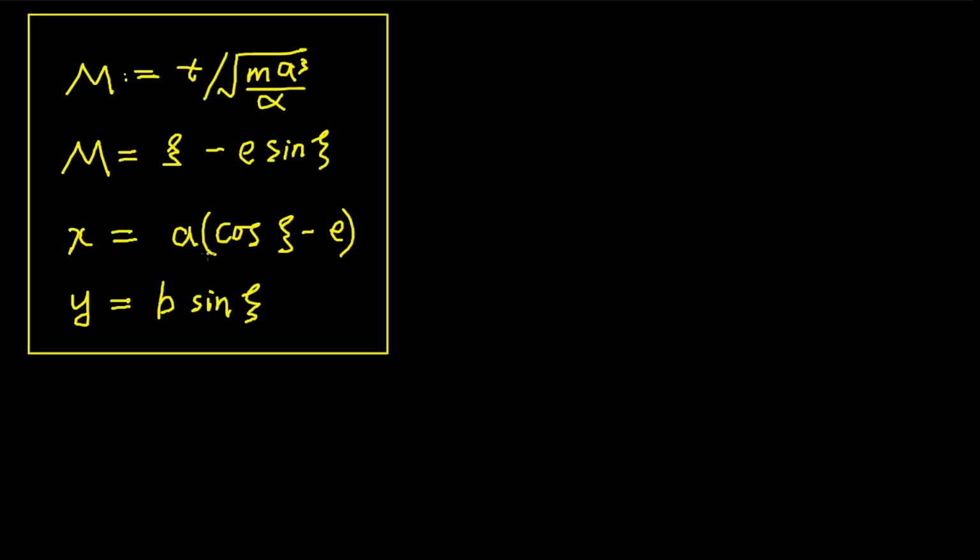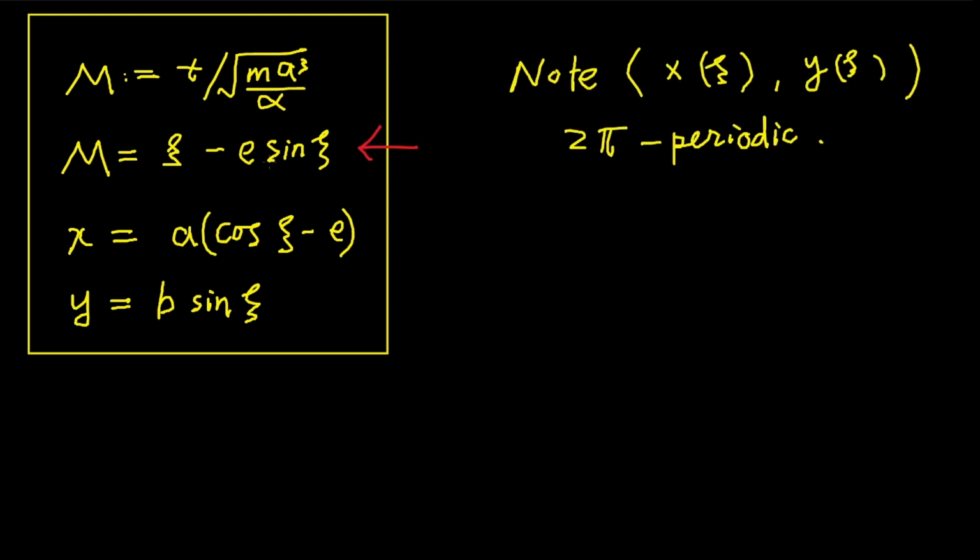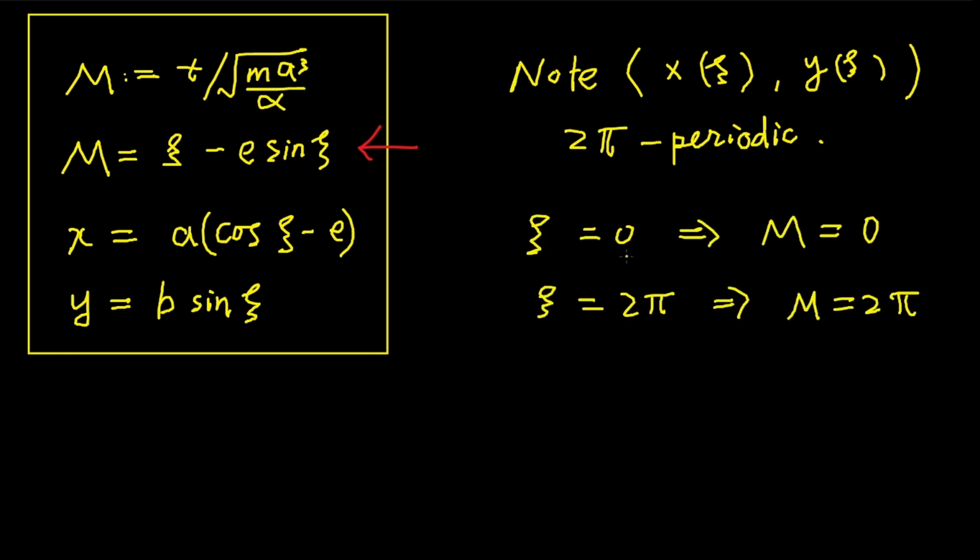The key to proving the third law is to calculate the period, that is, the time it takes for the planet to complete a full revolution around the Sun. We notice that the pair x and y is 2 pi periodic in xi. From Kepler's equation, when xi is equal to 0, M is 0. When xi is 2 pi, M is 2 pi. When xi goes from 0 to 2 pi, M elapses by exactly one period of the orbit.